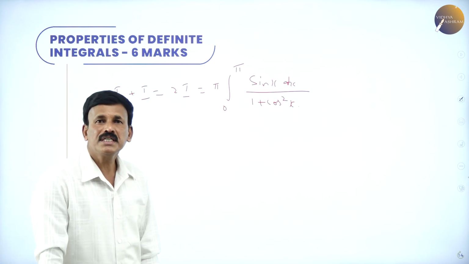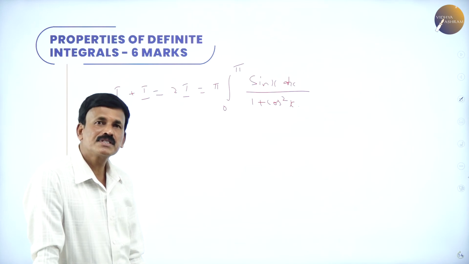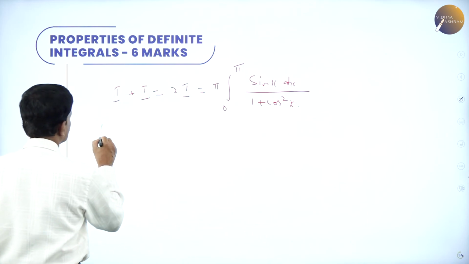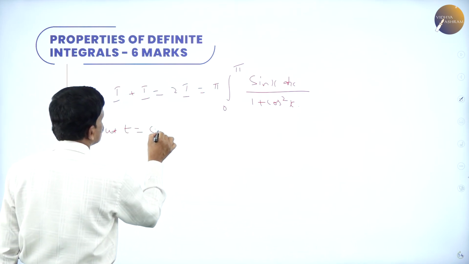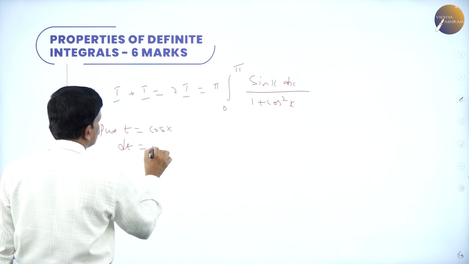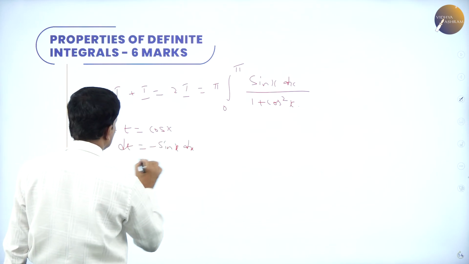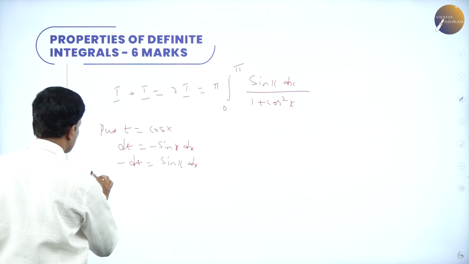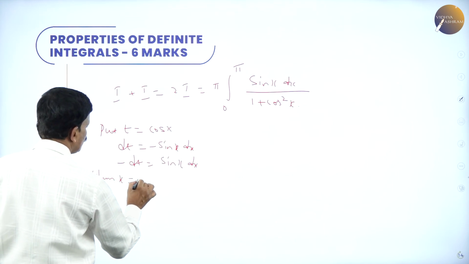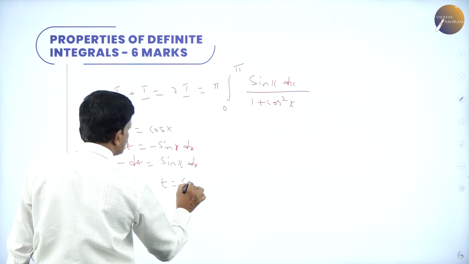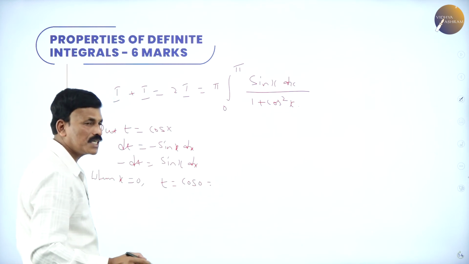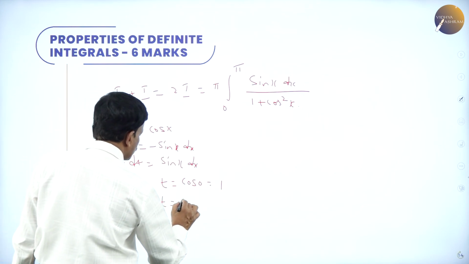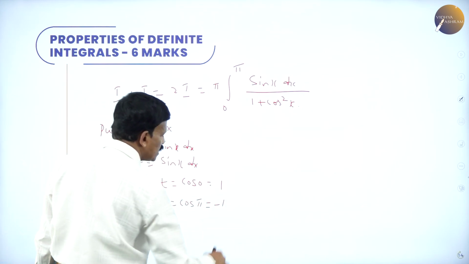That's it. How to integrate this? This can be integrated by the method of substitution. Now let us put t is equal to cos x. Differentiation of cos x is minus sine x dx, or minus dt is equal to sine x dx. Further, whenever substitutions are taken, the value of the limit changes. When x is equal to 0, the lower limit, t is equal to cos 0, which is 1. When x is equal to pi, t is equal to cos pi, cos 180, which is minus 1.